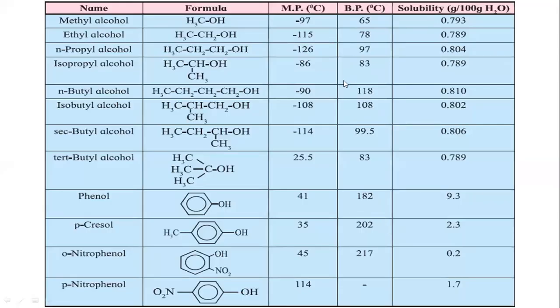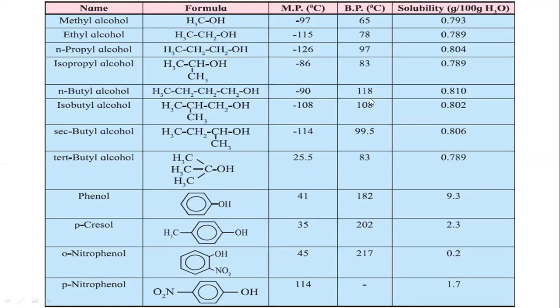Now come to this chart. No question will be asked on this chart because these are just values. You don't need to remember these values for the board exam, but the question will be asked why the boiling point decreases when the branching increases. Take one example: n-butyl alcohol has a boiling point of 118, isobutyl alcohol 108, secondary butyl alcohol 99.5, and tertiary butyl alcohol 83.